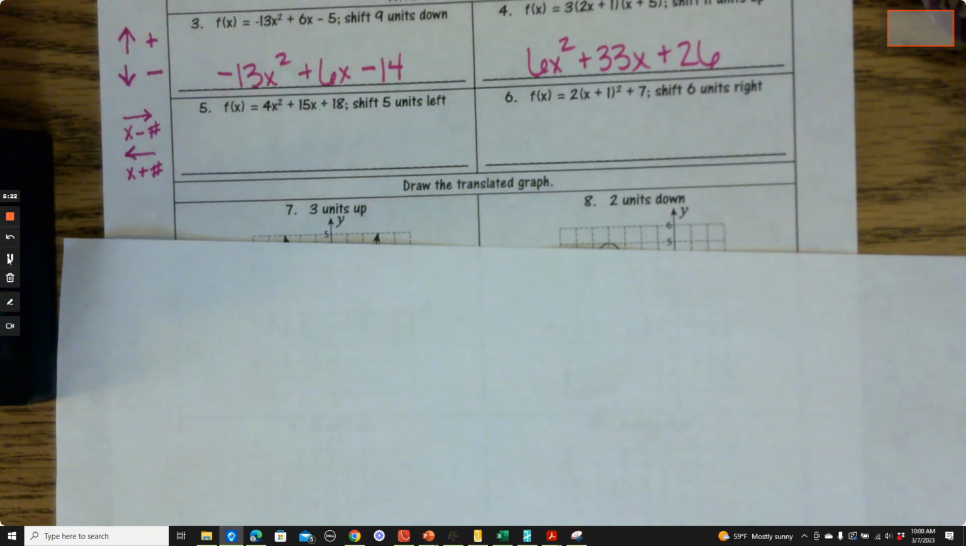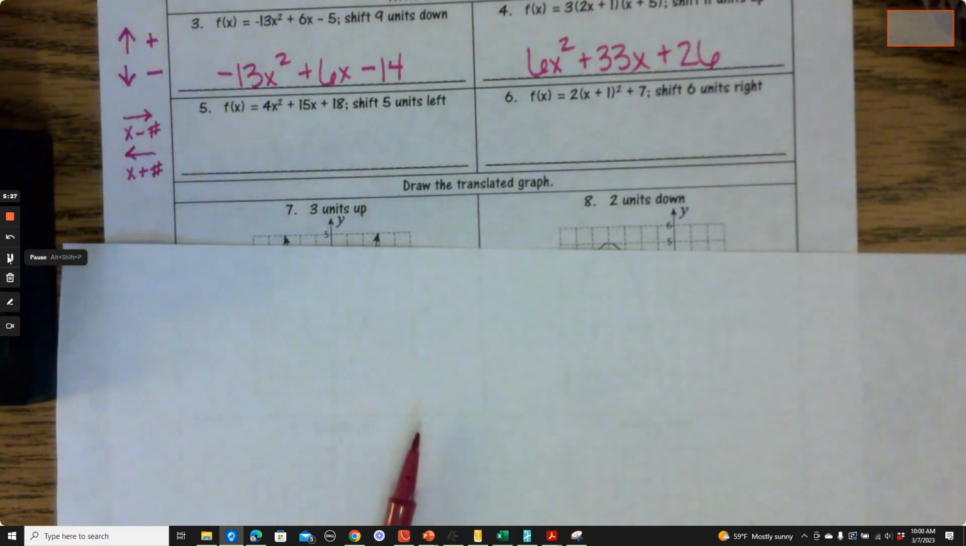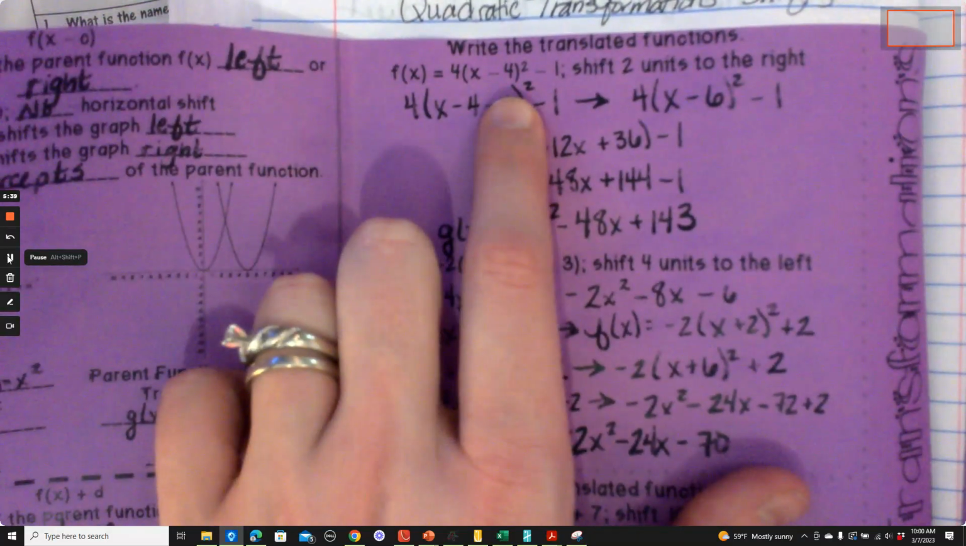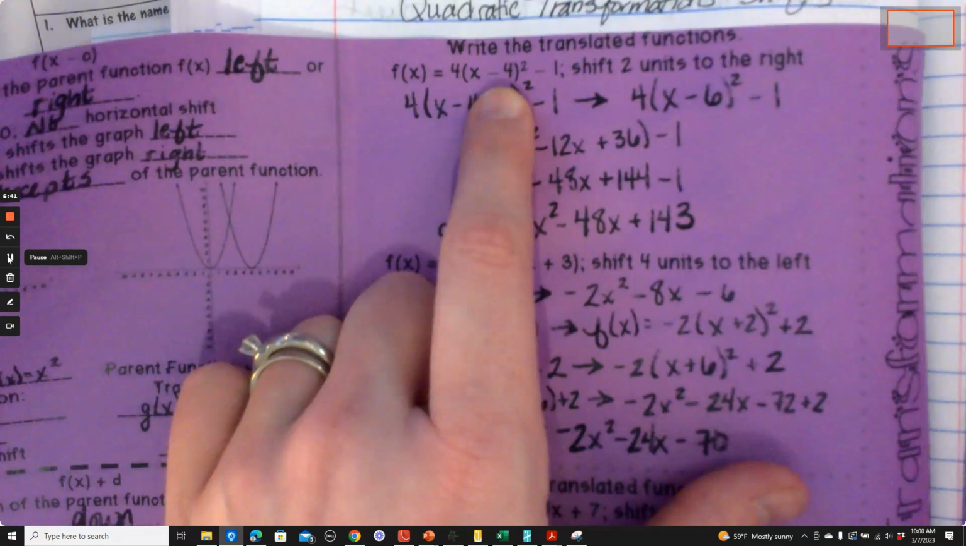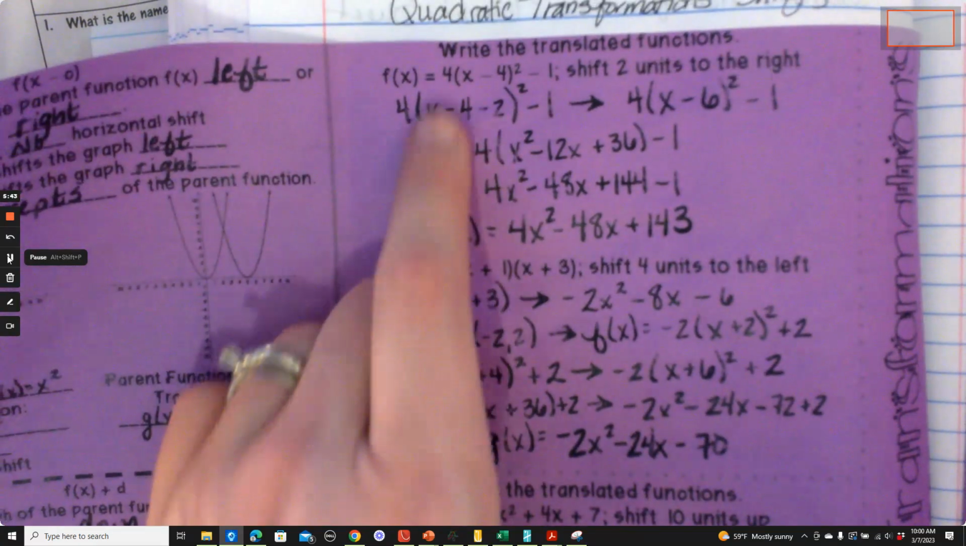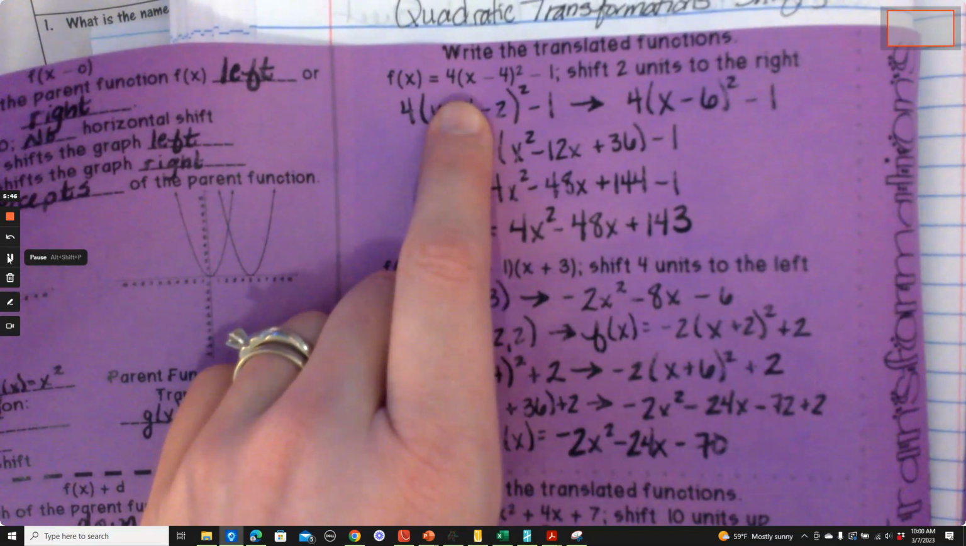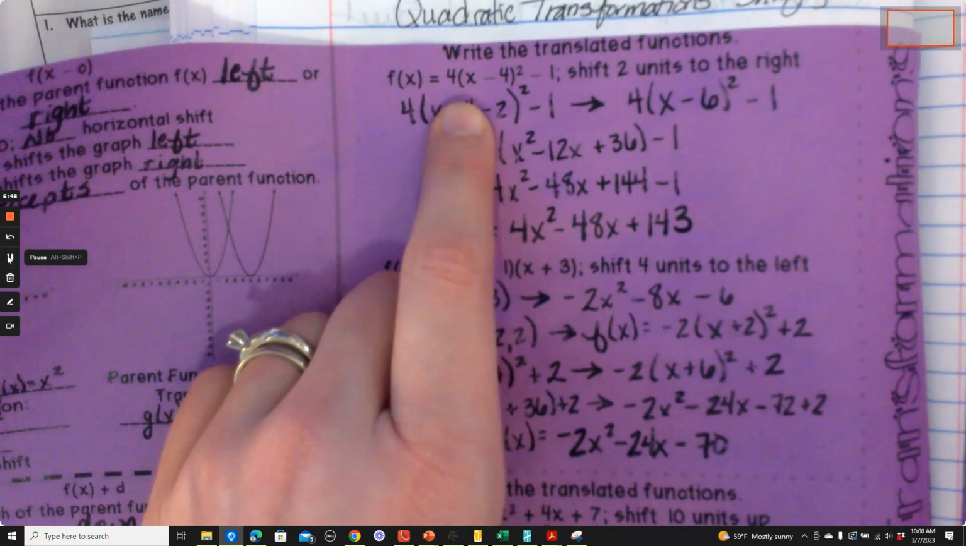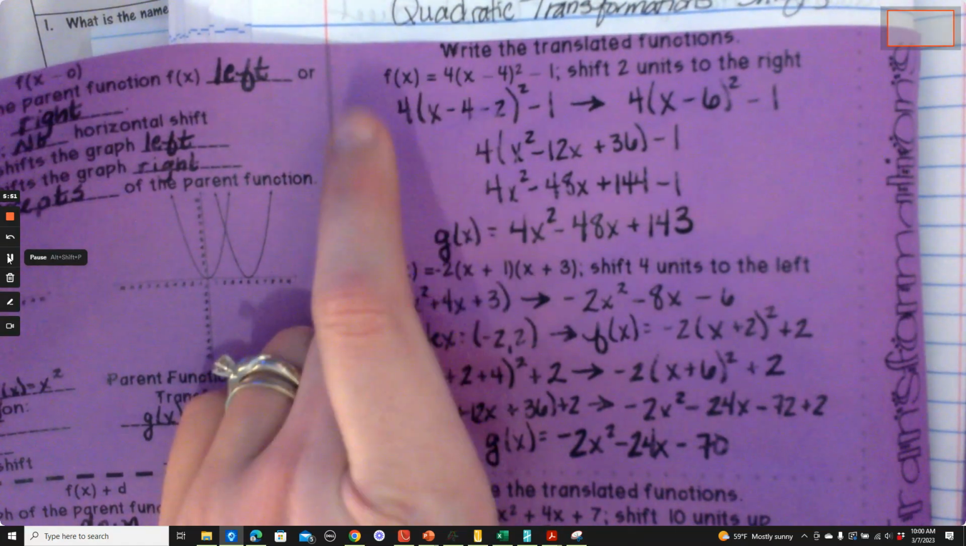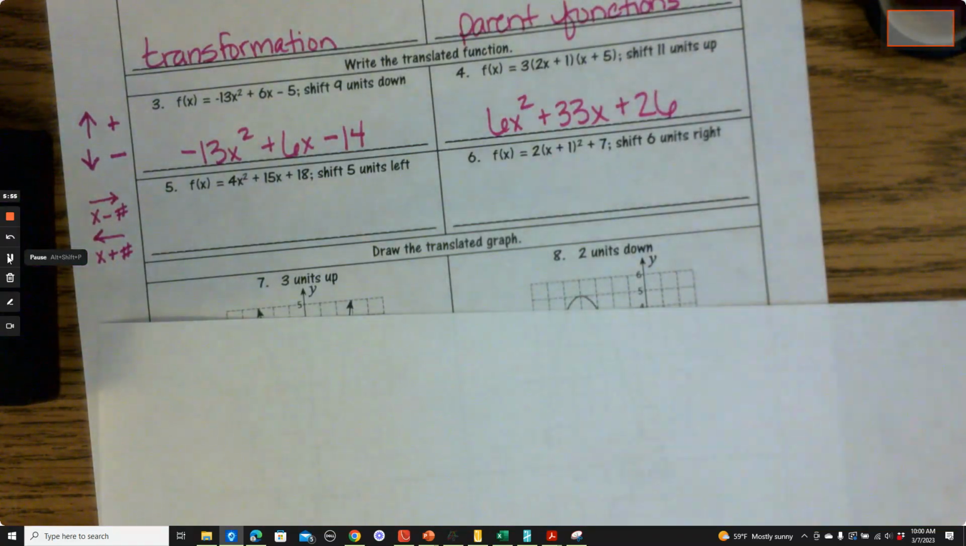Ooh, these are the ones that I hate. I hate these. Let me pull this. Okay, let's do this. So here's from our notes last night. All right. So what they've done is they've got their functions written in vertex form. So I need to write this in vertex form to be able to do this. Okay? So let's write this function in vertex form. It's not hard to do.